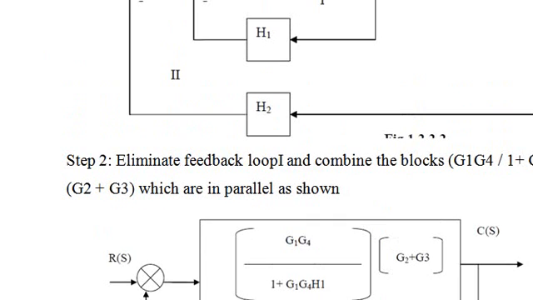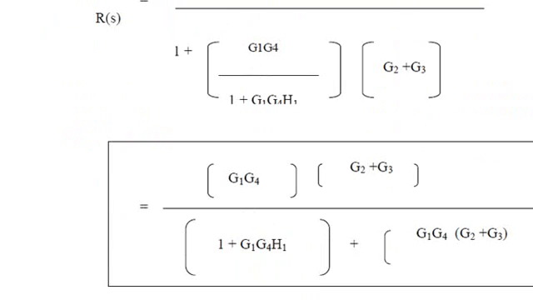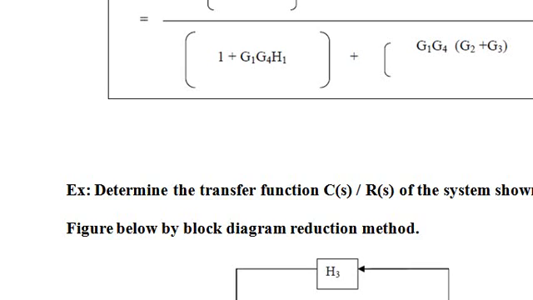From that we can write g1 g4 by 1 plus g1 g4 h1 into g2 plus g3, whole by 1 plus g1 g4 by 1 plus g1 g4 h1 with g2 plus g3 into h2. So this is the value of the closed loop transfer function.